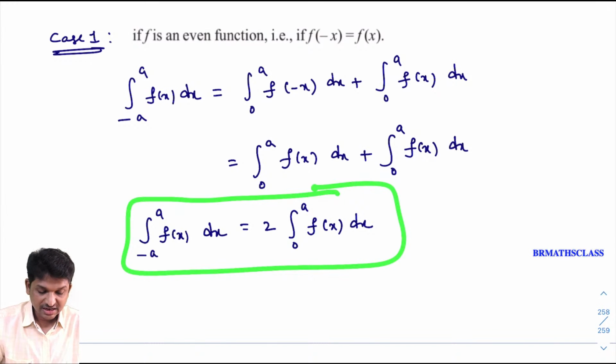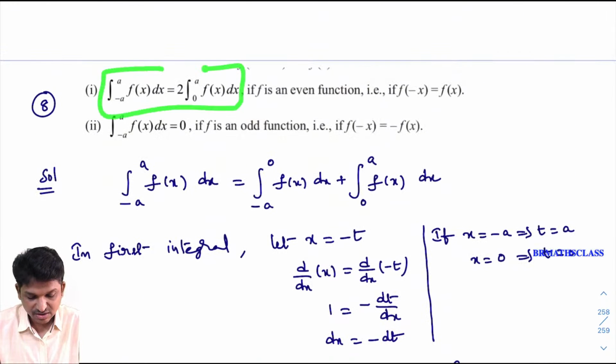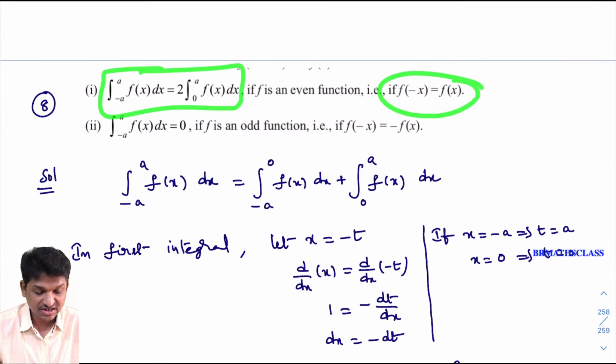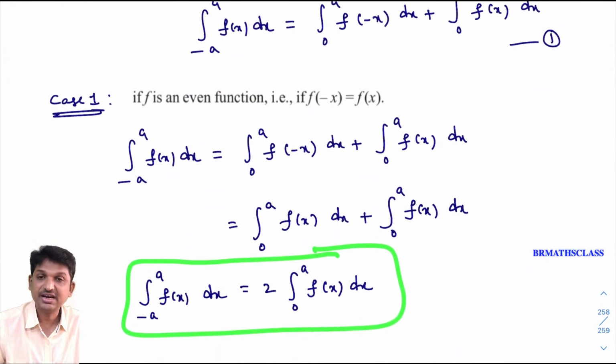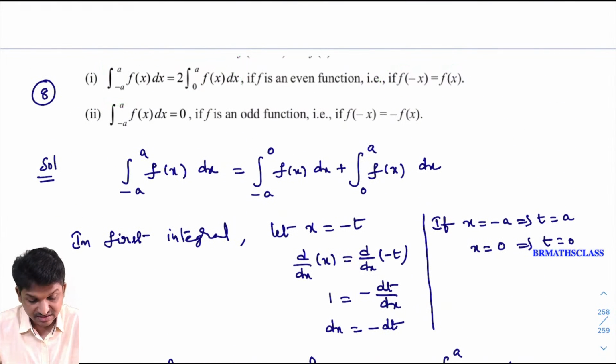Look here, the integral of minus a to a f of x dx is 2 times the integral of 0 to a f of x dx when the function is an even function. That part is completed. Now case 2. What is case 2? When the function is an odd function.